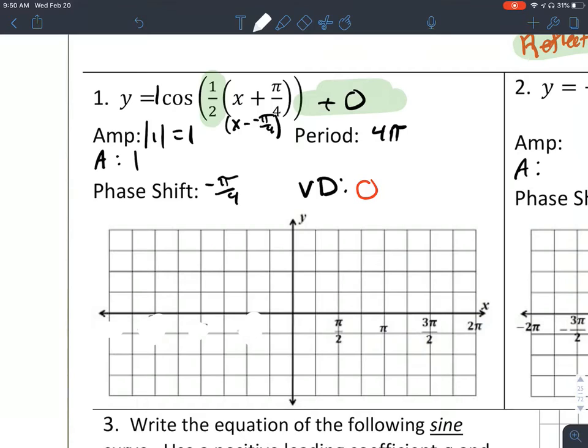I'm going to make a different y-axis. I'm going to strategically put my y-axis right here. You'll see why in a moment. I'm not going to change the scale of the graph. Every 4 spaces was pi, and I'm going to still make every 4 spaces pi.